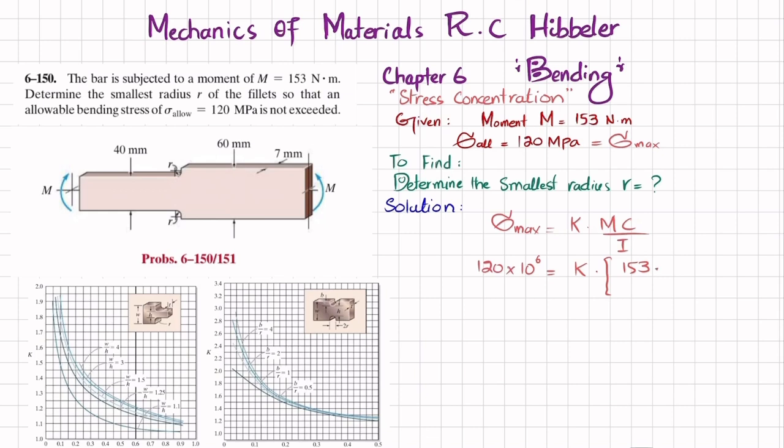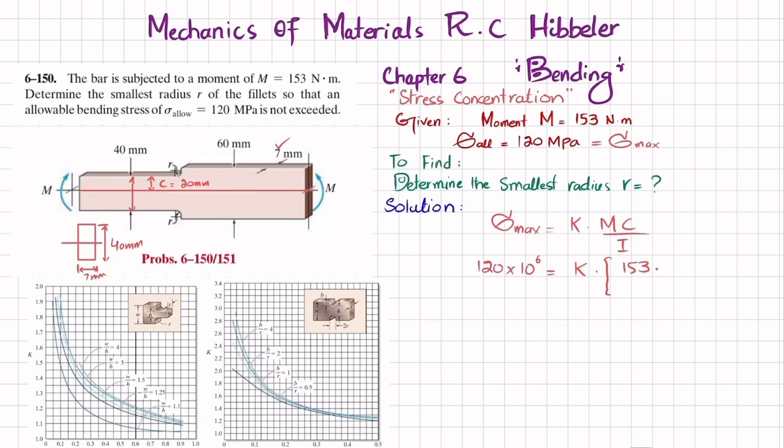And what about C? C is the distance from the neutral axis. This is the axis. Clear? This cross section has a total height of 40 millimeter. So this distance will be equal to C, which is equal to 20 millimeter. And if you have the cross section of this smallest section, let me draw it. It will be like this. This is your total 40 millimeter. Clear? And this width is 7 millimeter. The width is 7 millimeter.